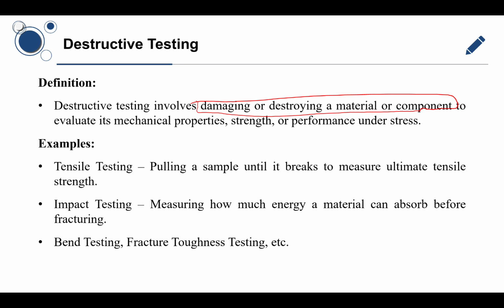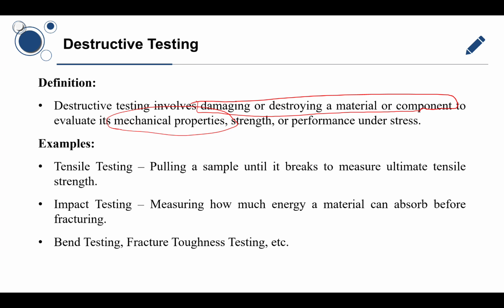Because the material is destroyed, the test specimens are usually scrapped after testing. So the primary purpose of destructive testing is to determine the mechanical properties like strength, ductility, and how much force the material can withstand before it fails.